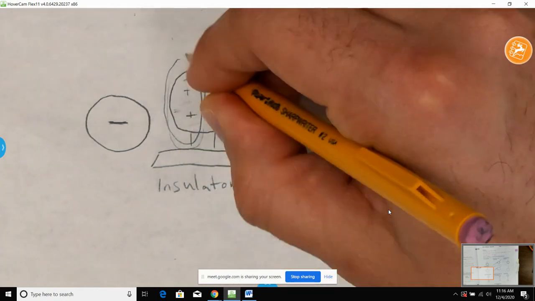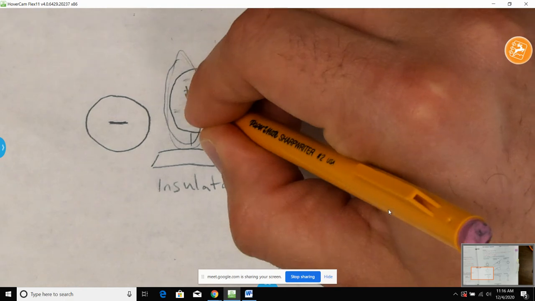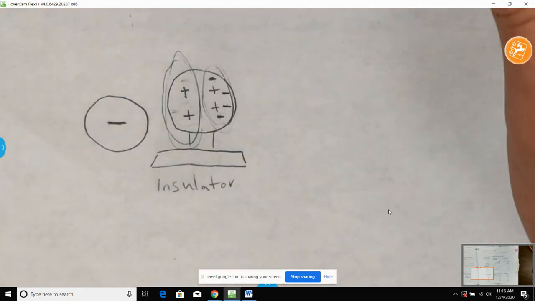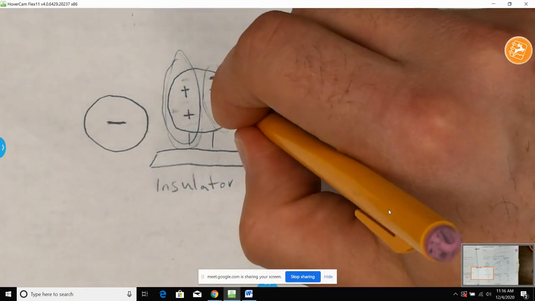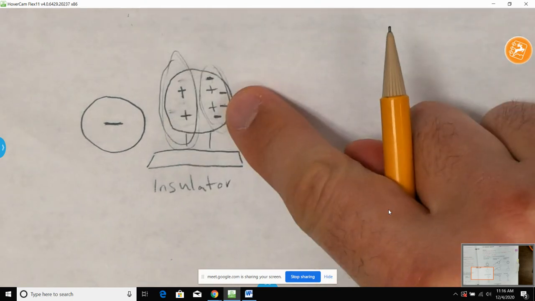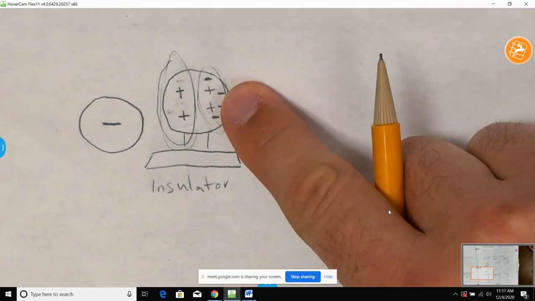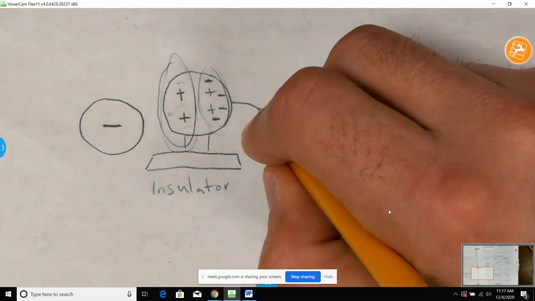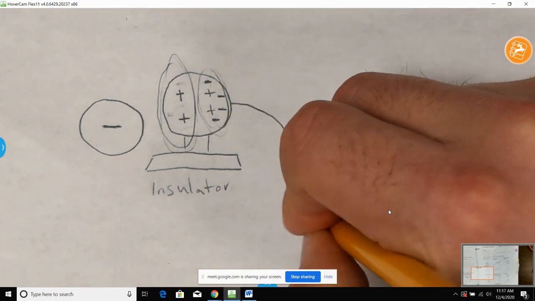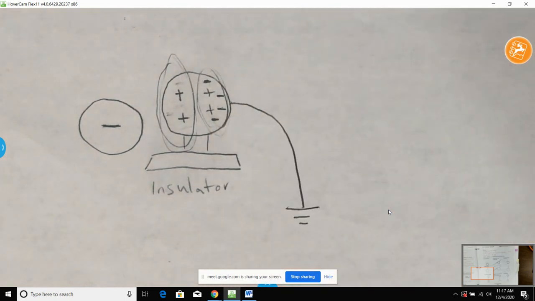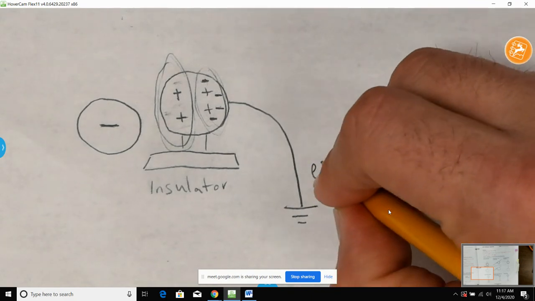This side is overall positively charged. Makes sense. Now, if you touch this side of the sphere with your finger, and you have a path from you to the ground, there's going to be a transfer of electrons going on here. So if we just show the grounded symbol here, pretty much two things can happen.